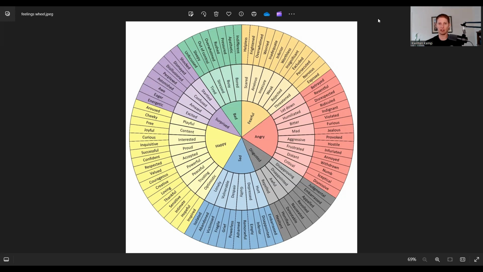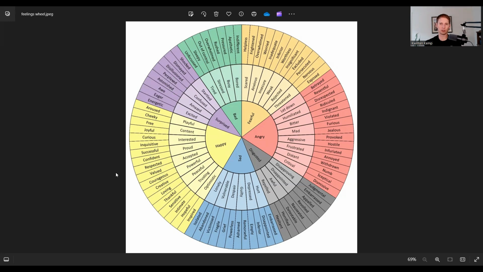So wheels like this, and you can make one yourself. You just get a blank chart and start mapping this out and figuring out what are the emotions that I tend to feel on a regular basis. What are the emotions I'd like to invite more into my life? Looking over at this happy wedge, even some of this surprised wedge, things like energetic, eager, awe, astonished. You've got stuff over here: inquisitive, confident, valued, courageous, creative, loving, thankful, sensitive. There's a lot of words in the English language, and whatever language you speak, that describe the different emotional experiences that human beings are going through.